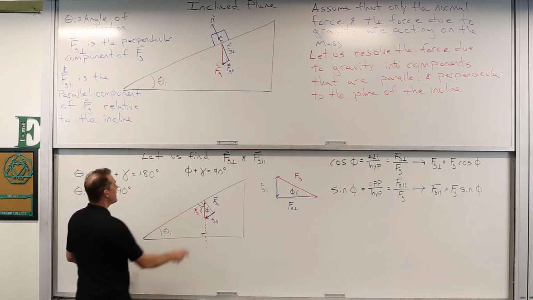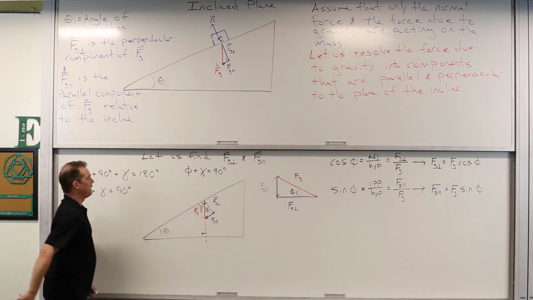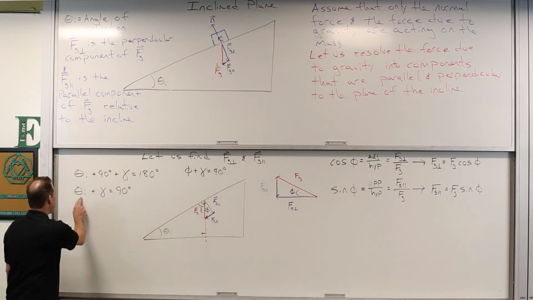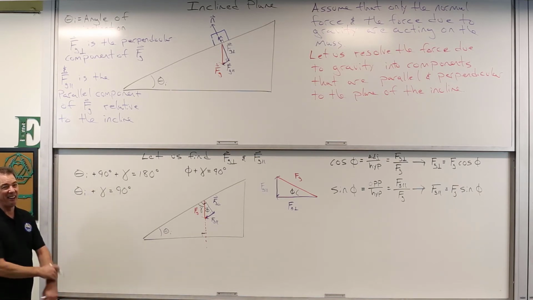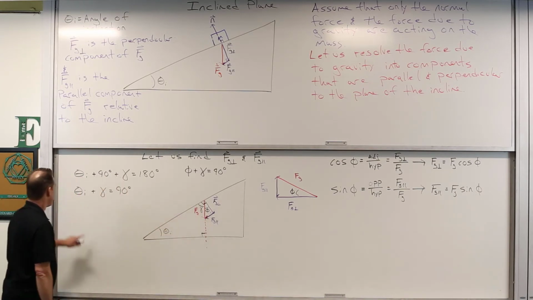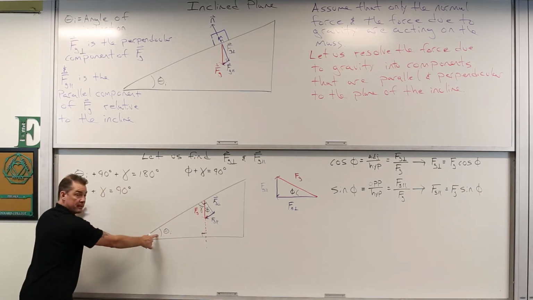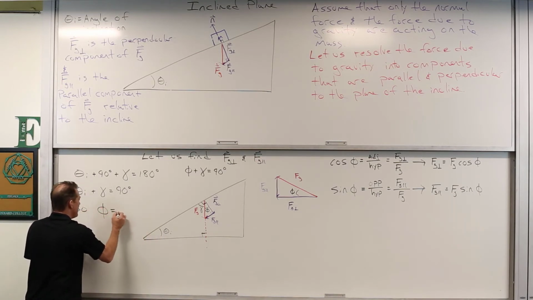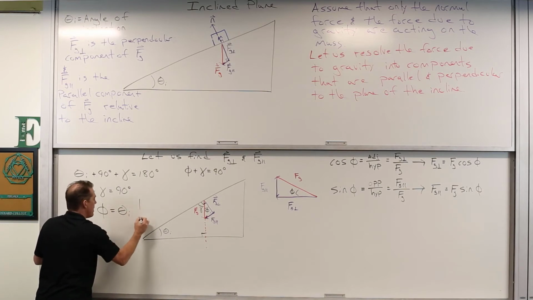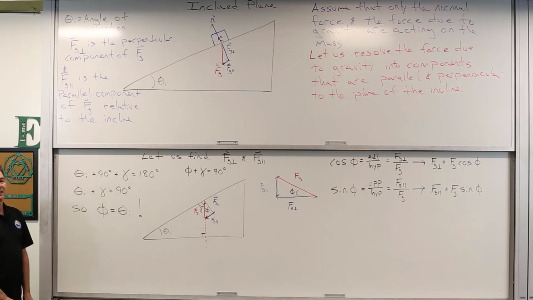We've got that phi plus gamma must be equal to 90 degrees. We've also got that theta sub I plus gamma must be equal to 90 degrees. What does that tell us? Well, geometrically, it explicitly tells us that this angle phi is the same angle as the angle of inclination. So, phi is equal to theta sub I. What does that do for us?